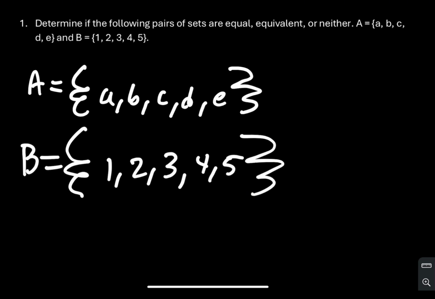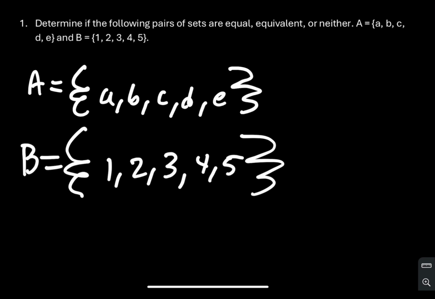So sets that are equal means they have the same elements between the sets. So for example, if we had a set with 1, 2, and 3, and then we had another set that had 1, 2, and 3, these sets are equal. They have the same exact elements in the set.